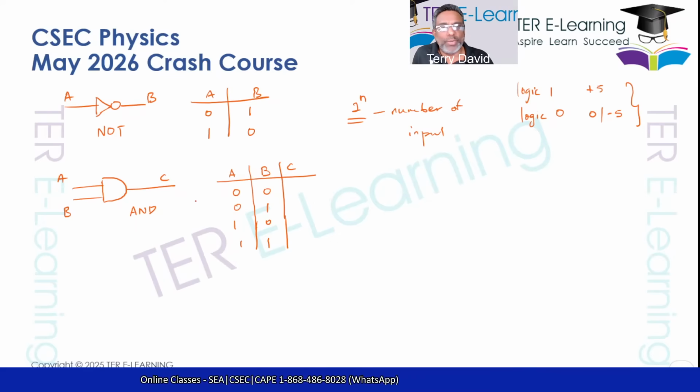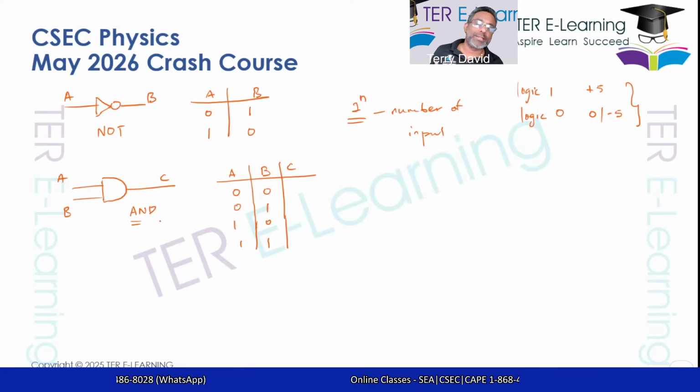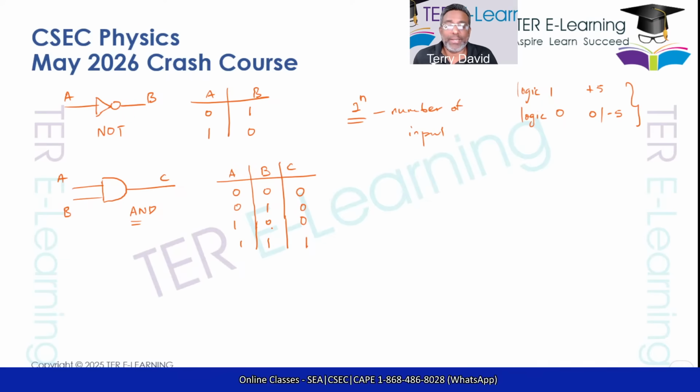So first of all, that's the truth table here. Now here's what you need to remember for the AND gate. The AND gate will only have an output of 1 when you have a 1 and a 1. That's all you need to remember. So you're going to put a 1 here, and then you're going to put zeros for everything else. For the AND gate, it must be a 1 and a 1.